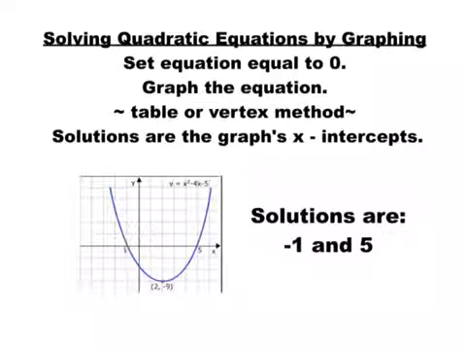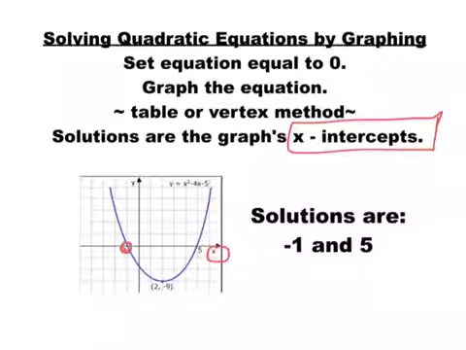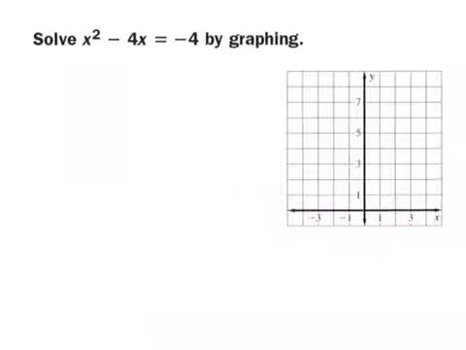Those are still going to be the first steps, but now our last step is going to be to identify the solutions by determining the x-intercepts of our graph. So we're looking for where our parabolas cross the x-axis. Remember, that's the horizontal one. If I look at this example here, I have one solution here at -1, and one solution here at 5. So the solutions for this quadratic equation are -1 and 5, because that's where they cross the x-axis.